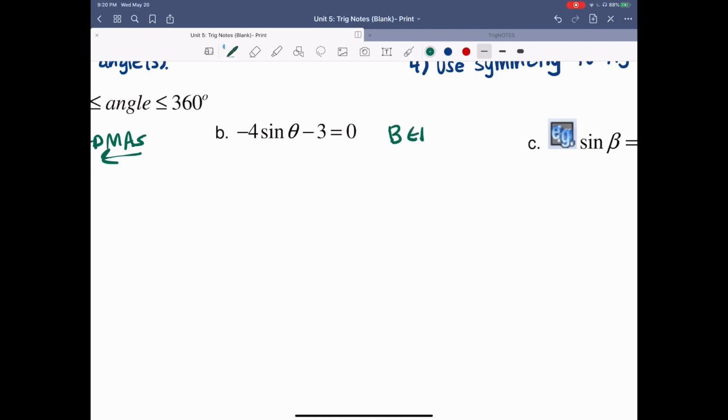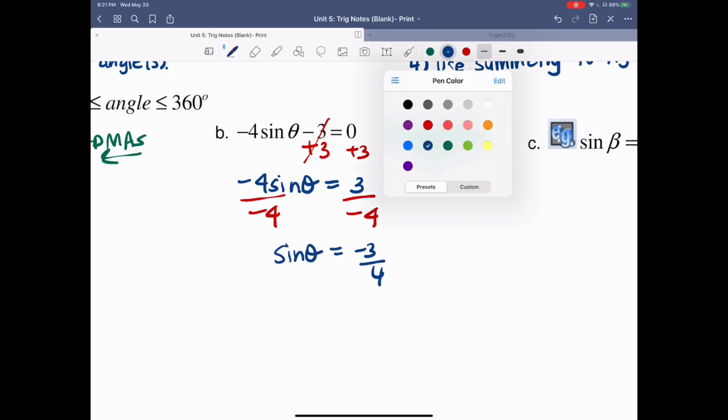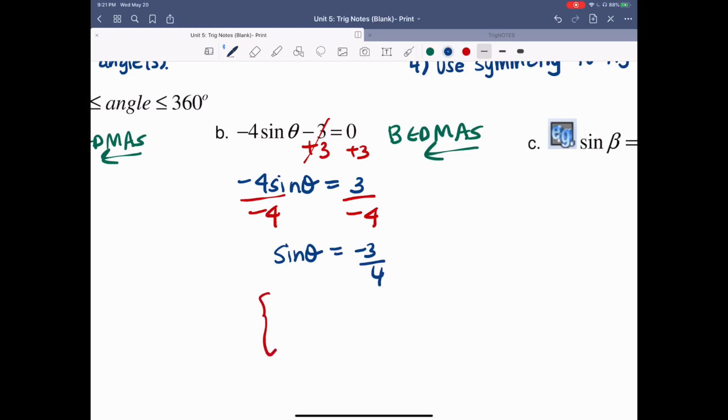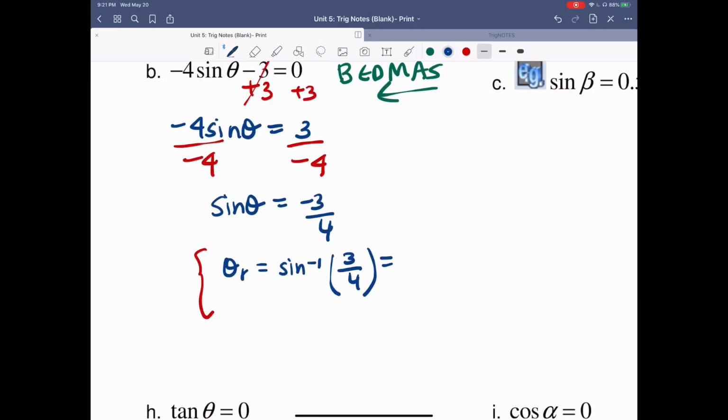So BEDMAS backwards again for question B. I'm going to add 3 to both sides. That gets me -4 sine theta is equal to 3. I want to get sine theta by itself, so I'm going to divide both sides by -4. So sine theta is equal to -3/4. This part is my rough work that I'm about to do. I'm going to find my related acute angle by taking the sine inverse of just the value inside, and this is equal to 49 degrees.